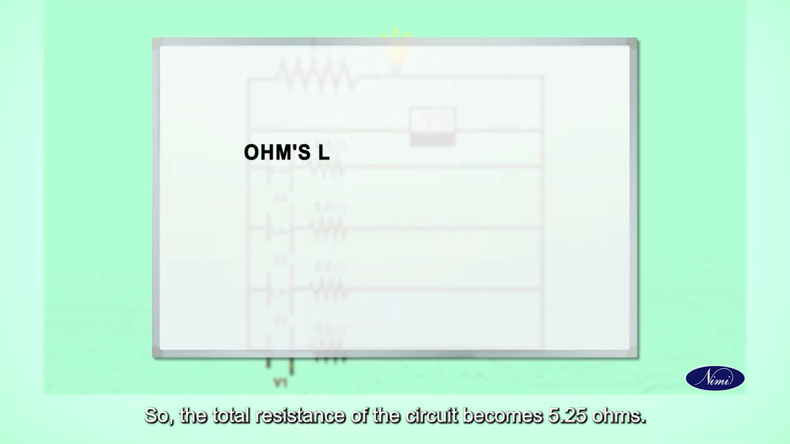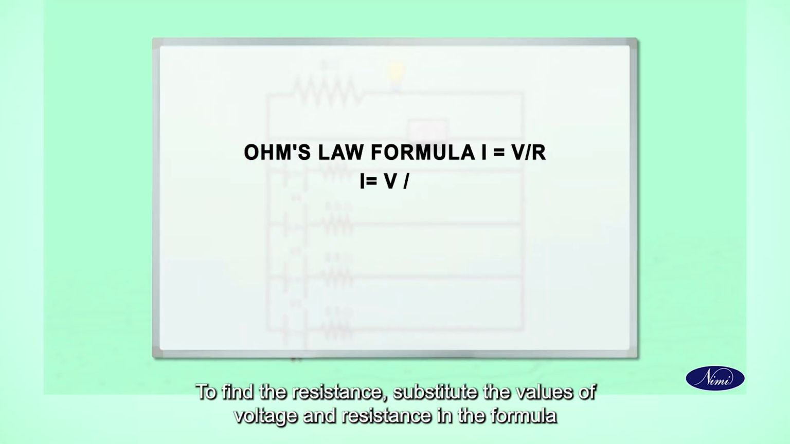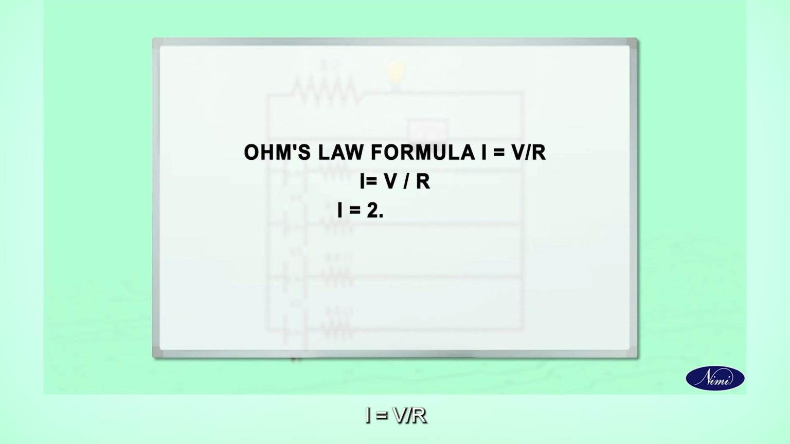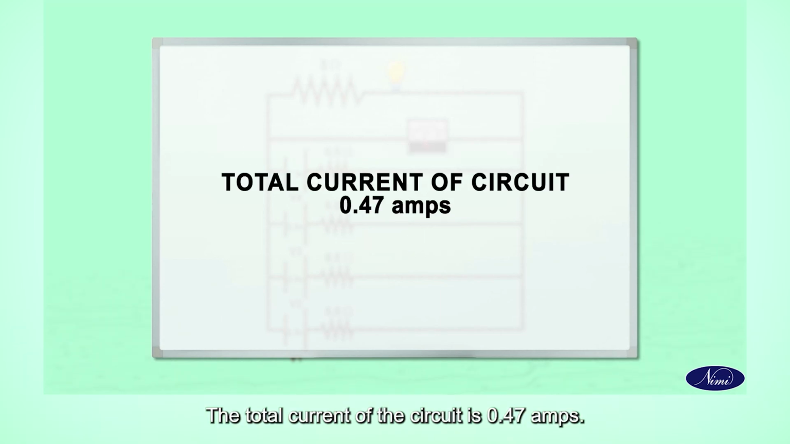To find the current, substitute the values of voltage and resistance in the formula. I is equal to V upon R. I is equal to 2.5 upon 5.25. I is equal to 0.47 amps. The total current of the circuit is 0.47 amps.